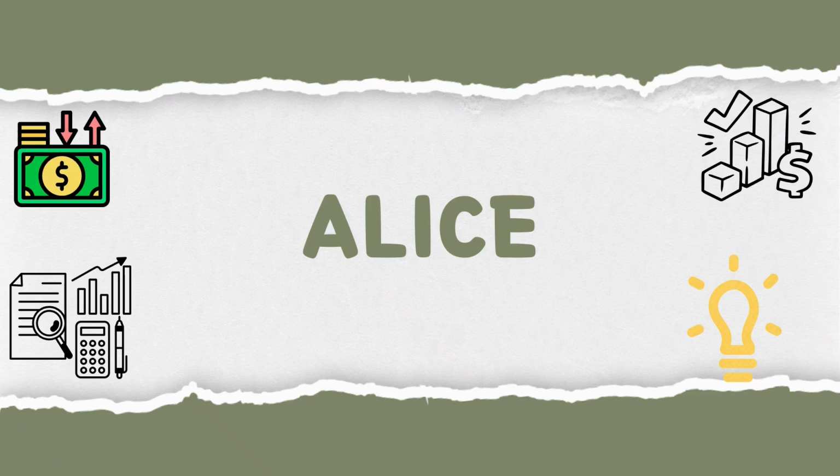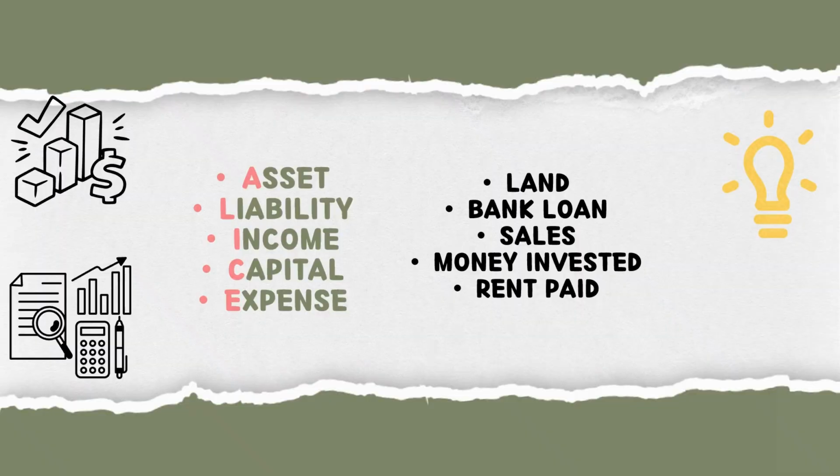All right, today let's meet Alice. Who is Alice? Alice is just a short form of all the accounts that we use in journal entries. So let's take a look at what constitutes A, L, I, C, and E. Now, A is an asset. What is an asset? Asset is something that gives you a future economic benefit.